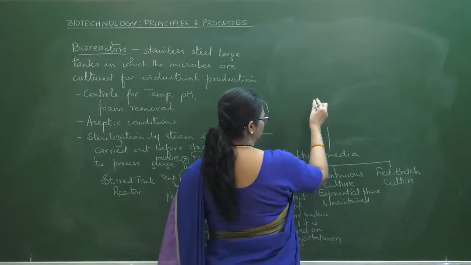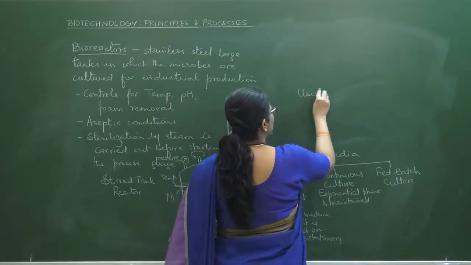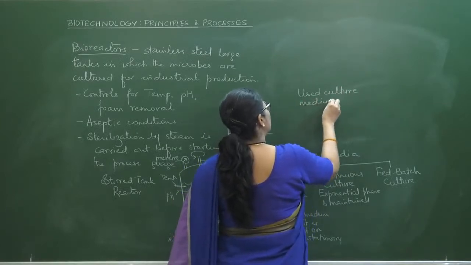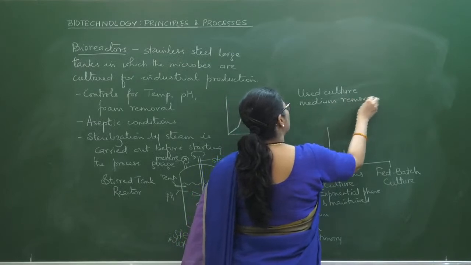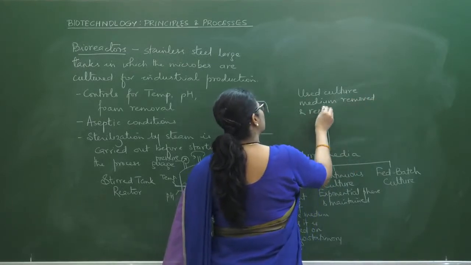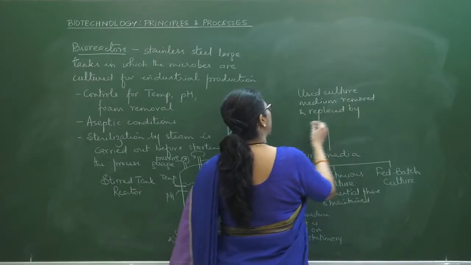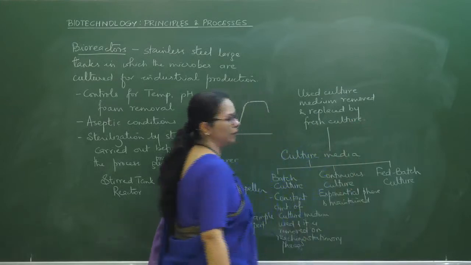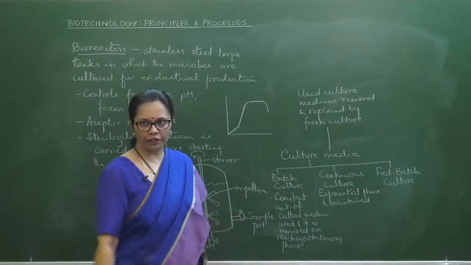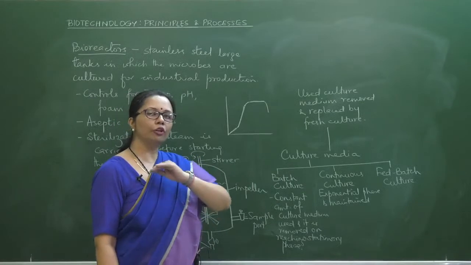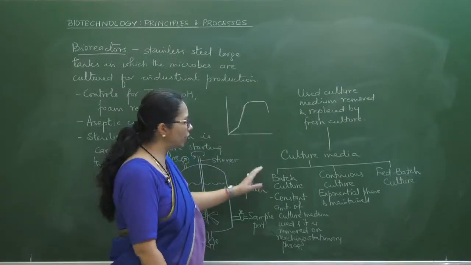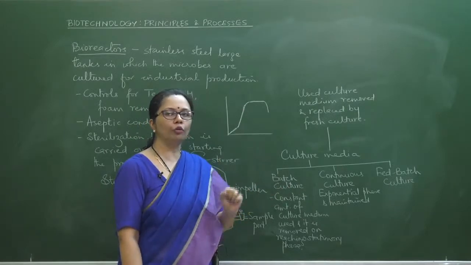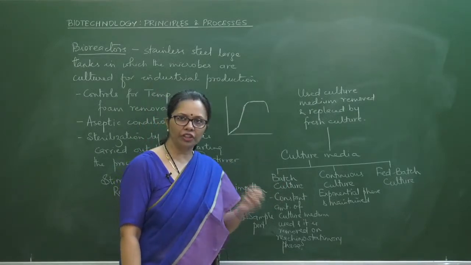Continuous culture is open culture. In this case, used culture medium is removed and replaced by fresh culture medium. As a result, exponential phase is maintained. But it will not go on and on for years. It can go on certainly longer than the batch culture, but every time we open and put fresh volume, there is always a chance that some infection can creep in.